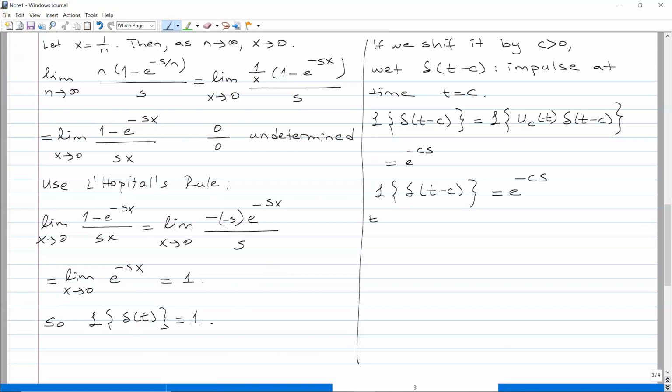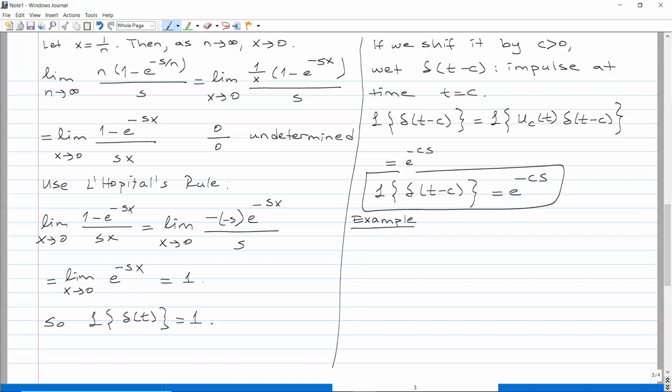So how do we use it in differential equations? As before, we take the Laplace transform and use this formula for the Laplace transform of the impulse function. So, for example, let's solve the initial value problem.